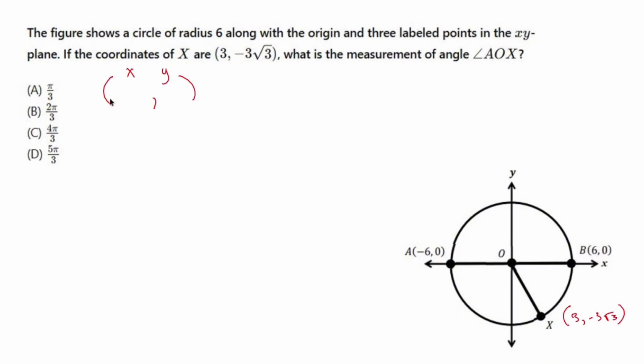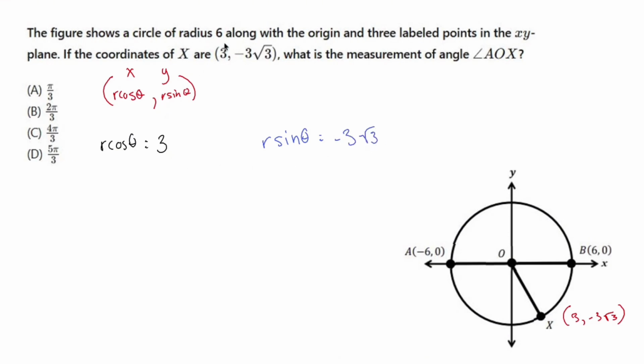We know that the x value is r cos theta, and the y value is r sine theta. So what we do is we take the fact that r cos theta is the same as 3. So let's write that out. R cos theta is the same as 3. And we also know that r sine theta is the same as negative 3 root 3.